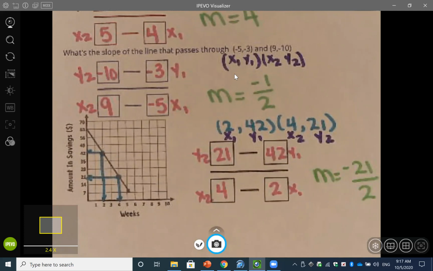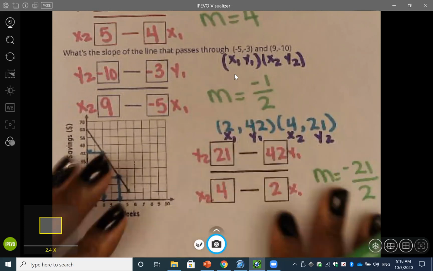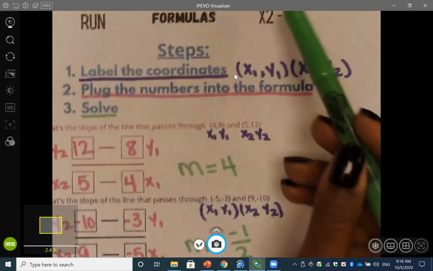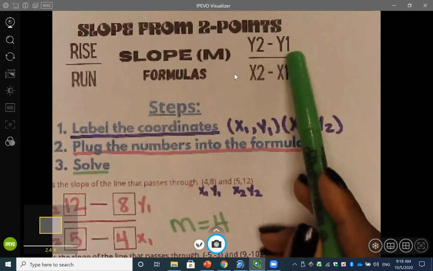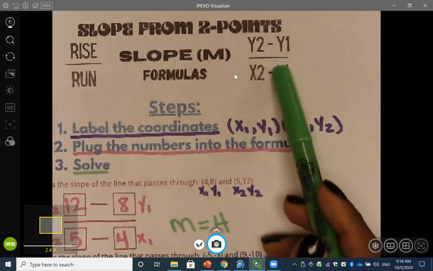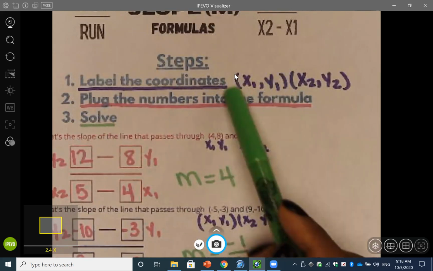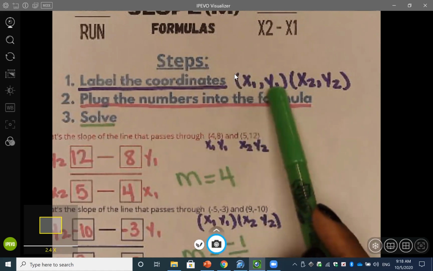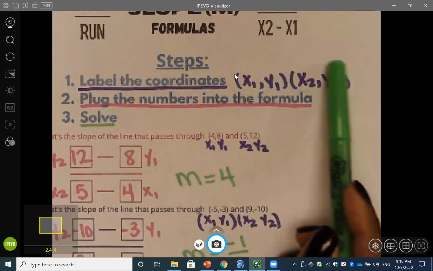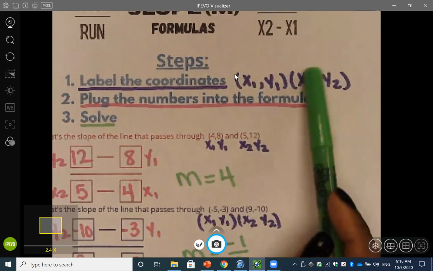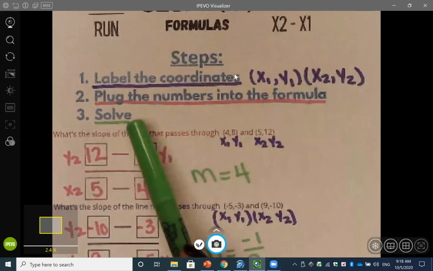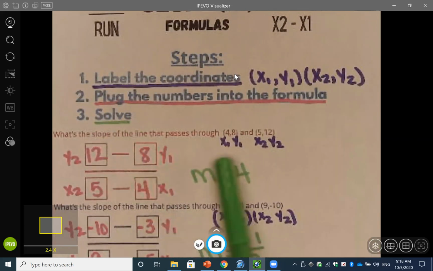Okay? So make sure you pay attention to the fact that it's y2 minus y1 over x2 minus x1. Always pay attention that your first coordinate is your number 1, so your x1 and y1. The second coordinate is your number 2, so your x2 and y2. Plug them in, put it in the calculator, get your answer, okay?